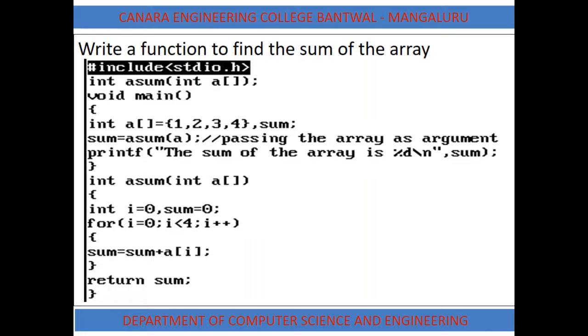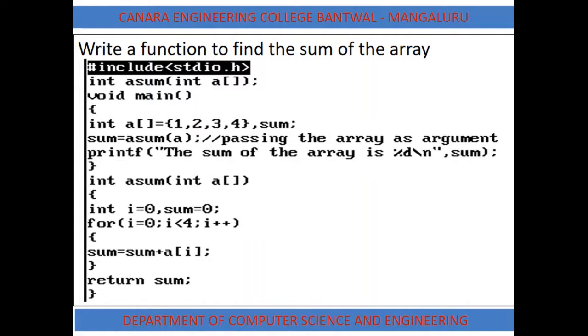So int a of is the formal parameter I have declared here. Next, void main, then int a equal to 1 2 3 4. So I have created an array a and initialized it with the values 1, 2, 3 and 4. Then I need to store the sum of the array elements, so I declared another variable, sum, which is of integer type.